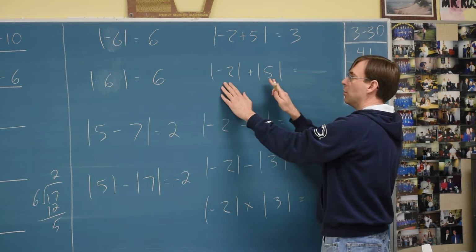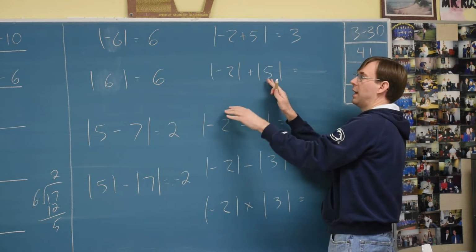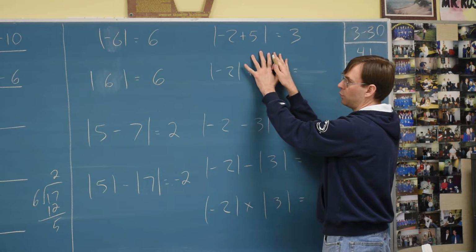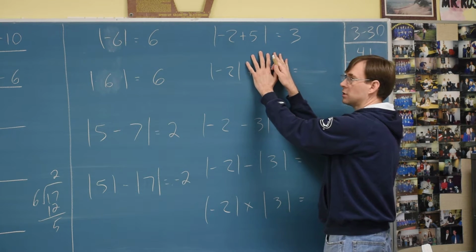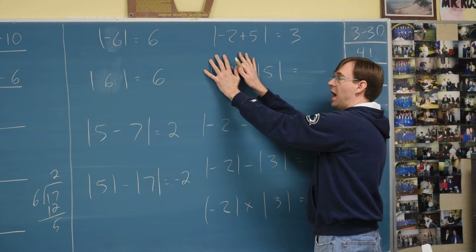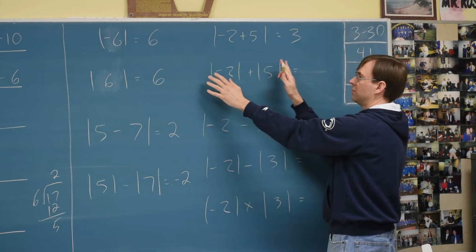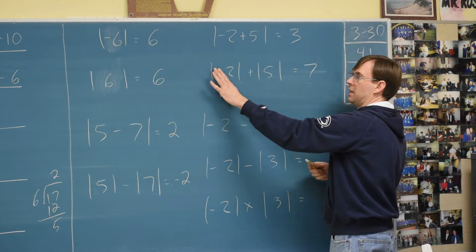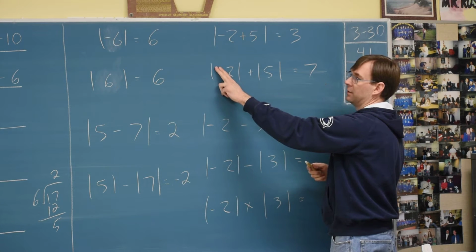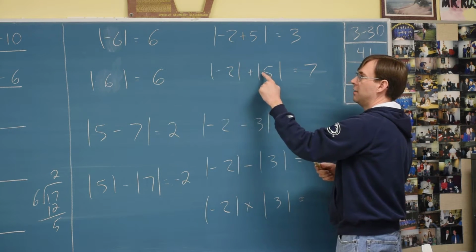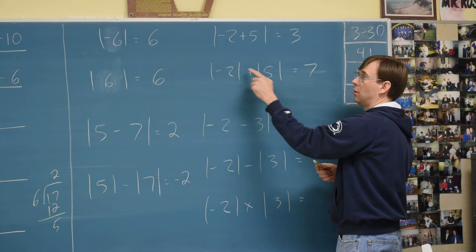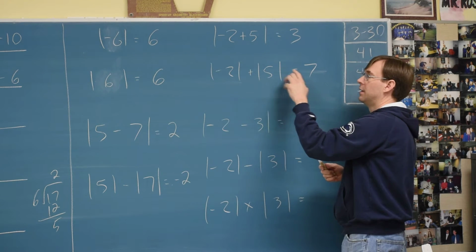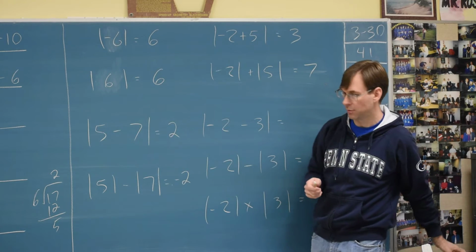For these, we do the bars first, save the add for later. So that would be a positive 2 when we do the bars. This would be a positive 5 when we do the bars. 2 and 5 would make a 7. If I change that, it's still 7. It's still 2 plus 5. If I threw a negative in here, it's still 2 plus 5. It's still 7. It's just the way those have to be.